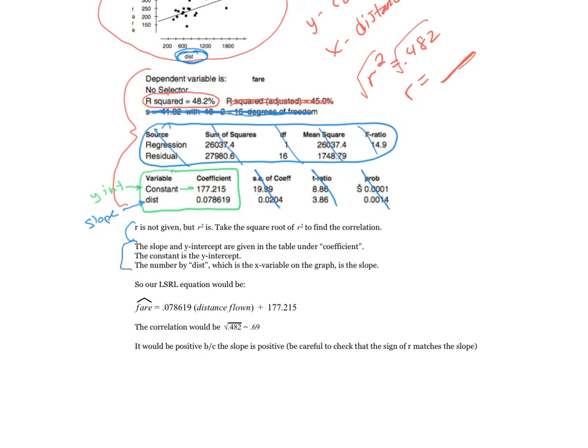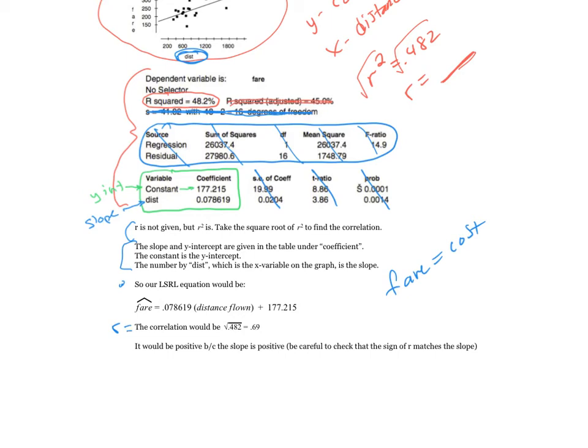Also remember, the slope and the y-intercept are given in the table under coefficient. The constant is the y-intercept, and the number by distance, which is the x variable on the graph, is the slope. So our least squares regression equation would be predicted fare, or cost. Fare is a fancy way to say cost. So the predicted cost of a flight equals 0.078619 times the distance flown plus $177.215.